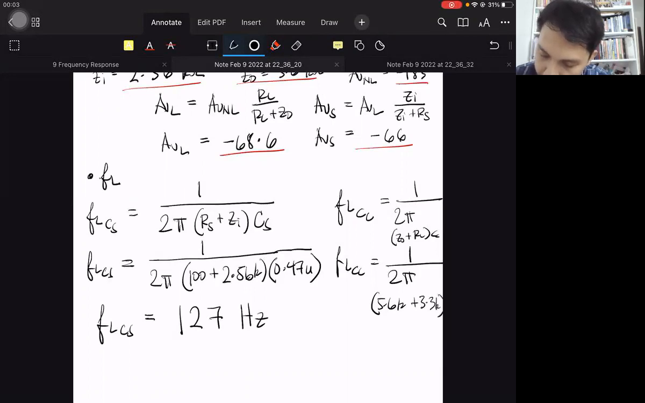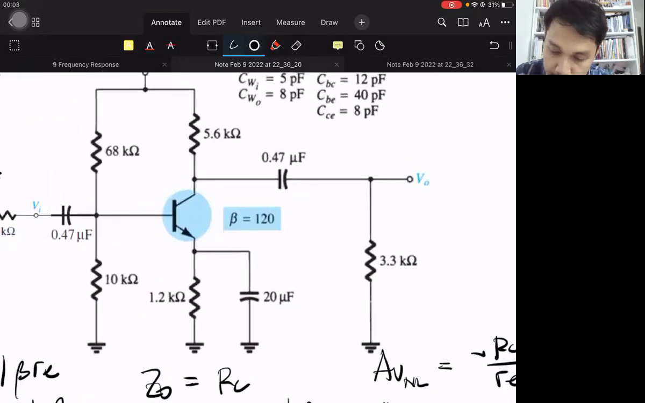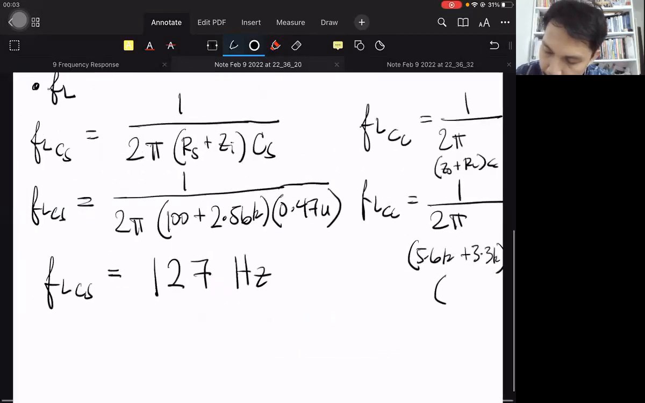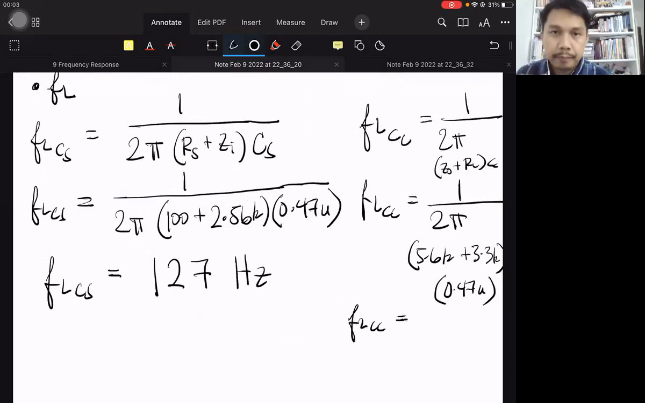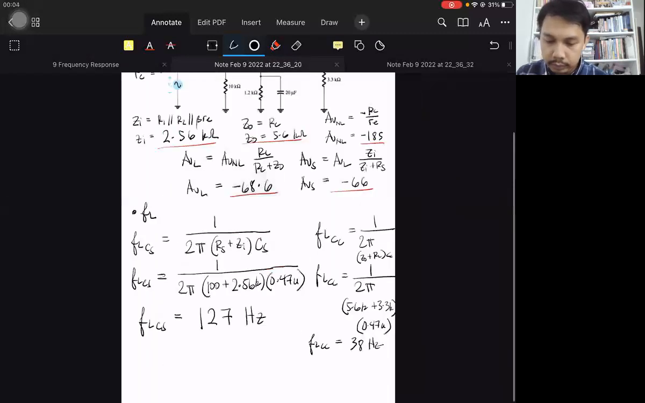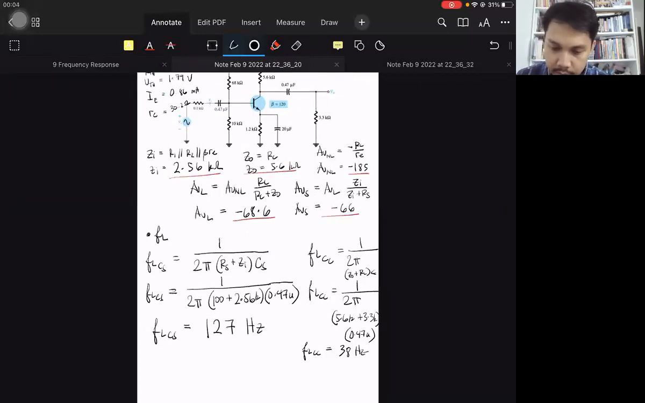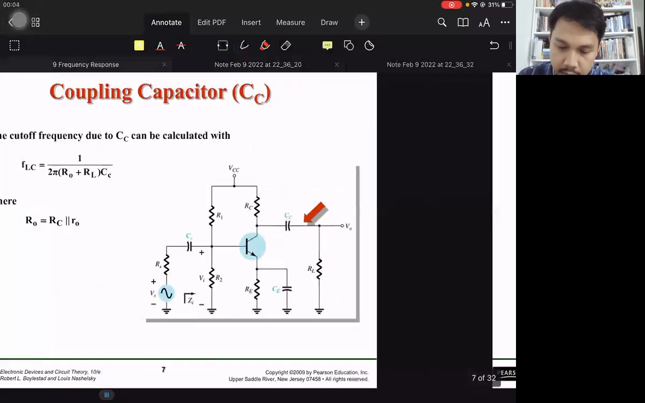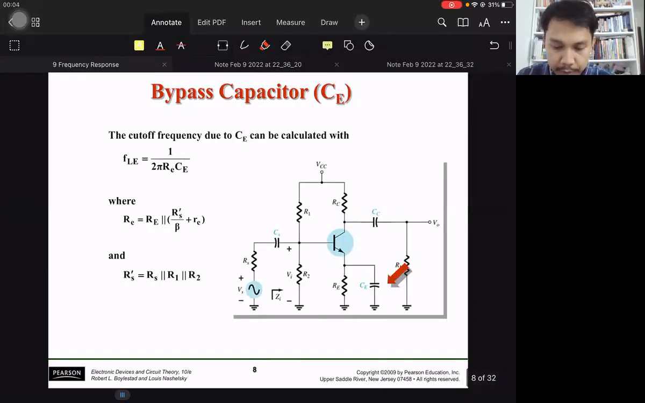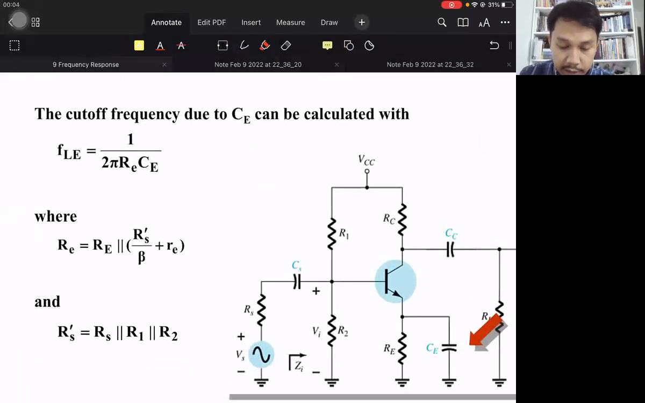What's CC? 0.47 micro also. Hertz. Then due to the bypass capacitor, the formula is a bit more complex compared to the other two.